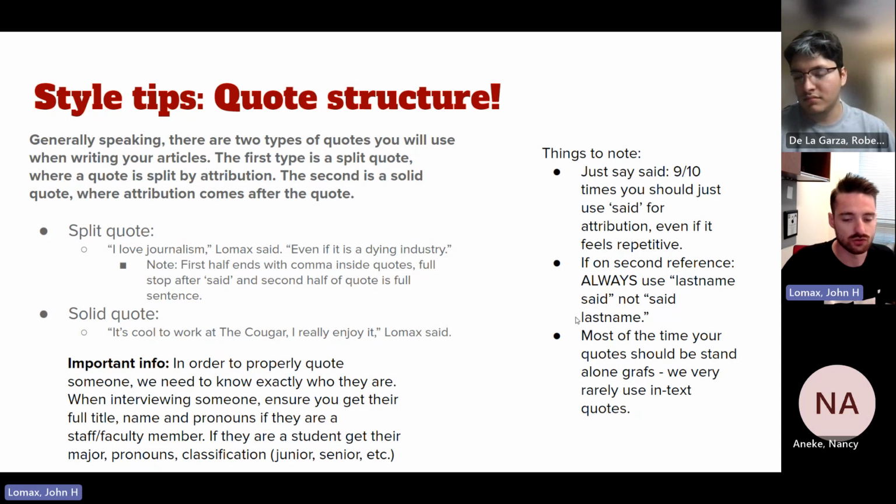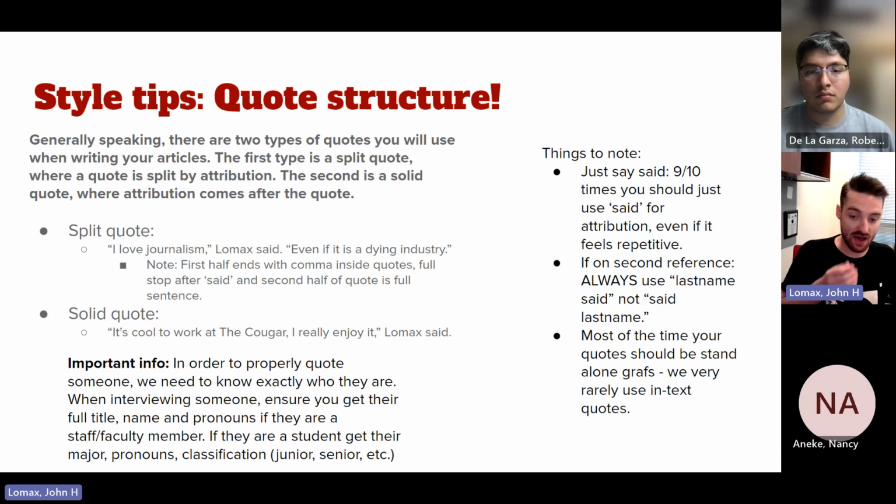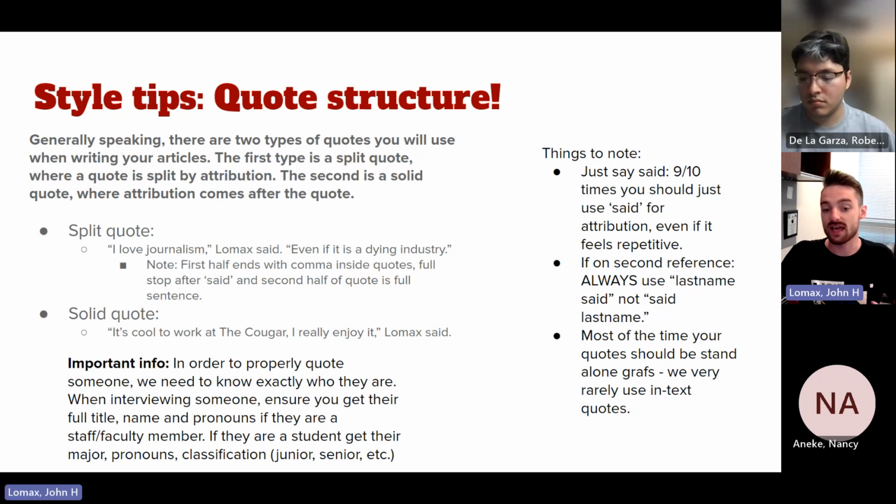When it comes to attribution on your second reference, always last name said. So it would be "Lomax said." Never "said Lomax." On first reference, if you haven't introduced somebody, you can do "said editor-in-chief John Lomax." But if it's second reference, always do last name said.